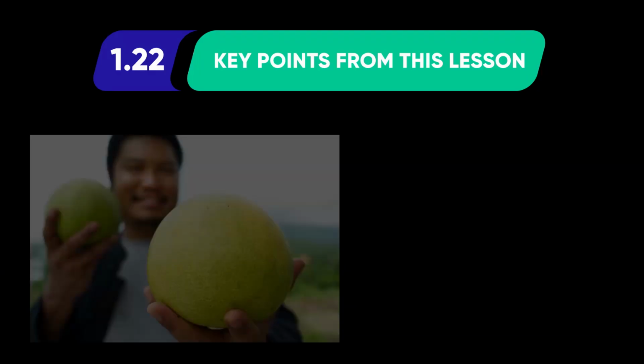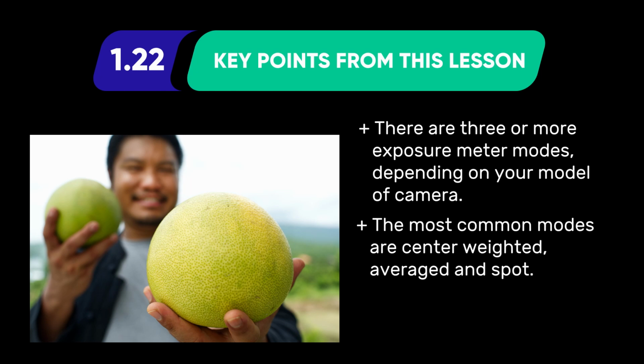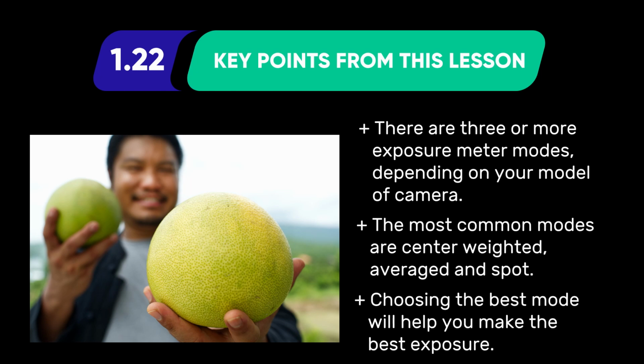Key points from this lesson are: there are 3 or more exposure meter modes depending on the model of your camera. The most common modes are center weighted, averaged, and spot. Choosing the best exposure mode for what you're photographing will help you make the best exposure.